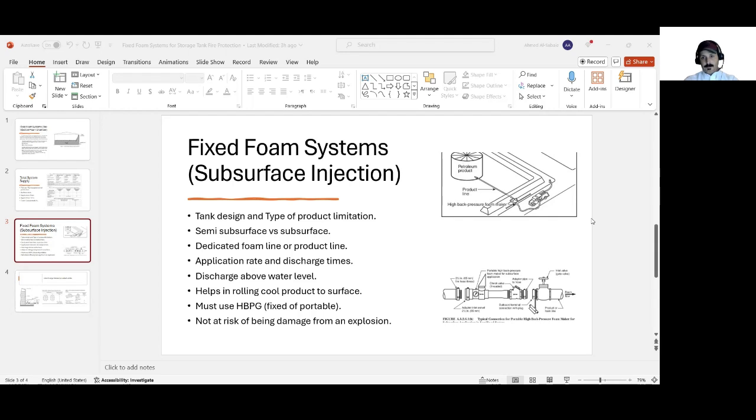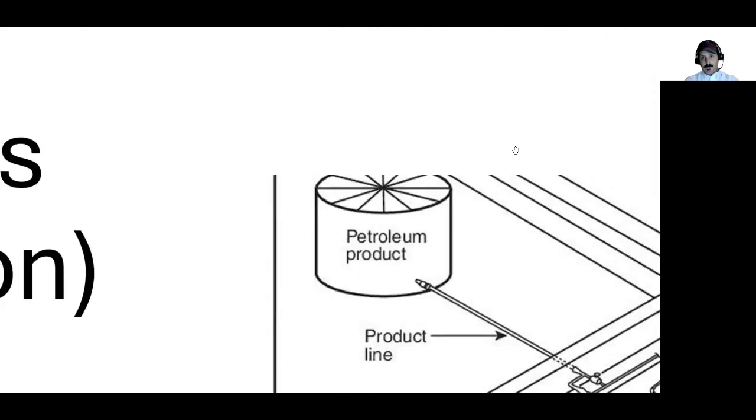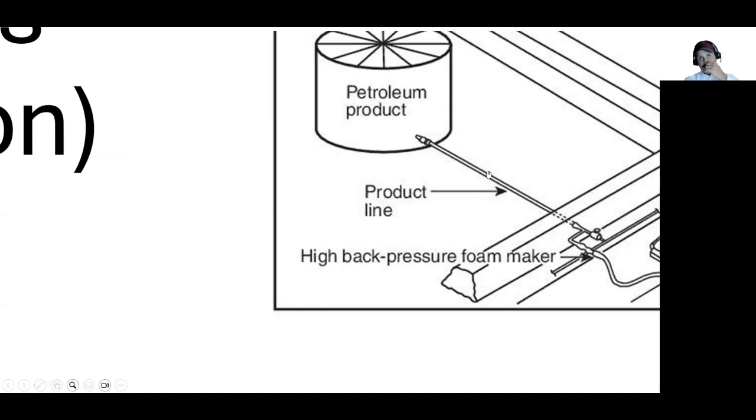These type of systems can either be delivered. The subsurface system can be done through a product line, an existing product line that can be utilized during an emergency, or it can have a dedicated foam line. So you can find it in two designs. Either it can be utilized through an existing product line, and this product line has the facility to connect the foam and deliver it to the tank, or it can have a dedicated subsurface foam injection line.